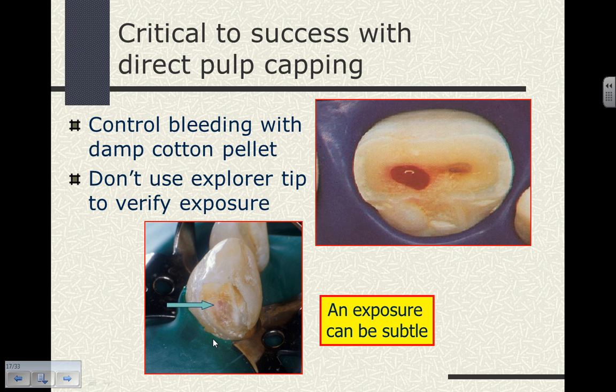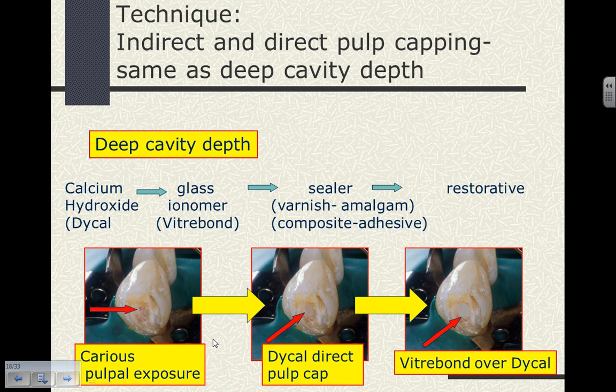It's very subtle. I clean and cleanse the cavity. I control any hemorrhage using a cotton pellet that's damp with sodium hypochlorite. I then place calcium hydroxide over the pulp exposure. I then completely cover the calcium hydroxide with Vitrebond. If it's an amalgam, it would be Dycal, Vitrebond, barrier cavity varnish. If it's composite, it will be Dycal, Vitrebond, composite resin that's placed adhesively.